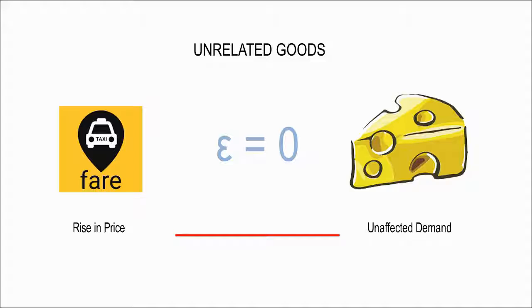Unrelated products have zero cross-elasticity. For example, the effect of changes in taxi fares on the market demand for cheese.